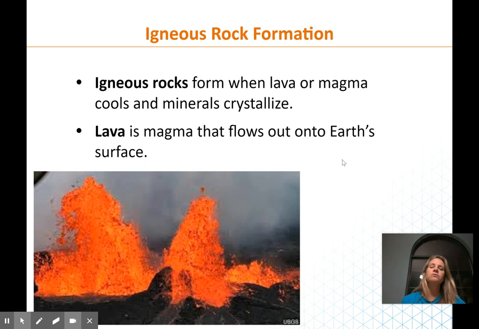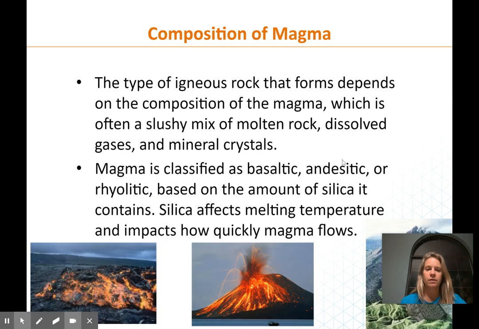All right, and then igneous rock is when you have magma or lava forming a rock. The magma or lava crystallizes and forms something solid, which would be an igneous rock. Remember, magma is underground, lava is above ground. They're both molten rock, it's just where it's found. This would be an example of lava in the picture there.